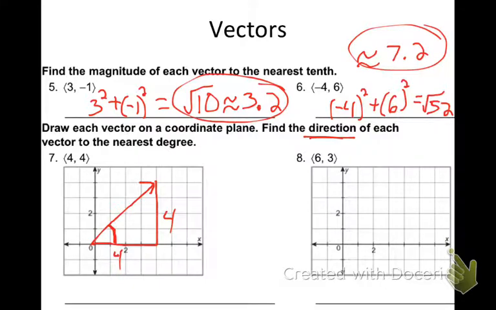Well, to find the degrees, what trig function am I going to have to use? Tangent. So I take tangent inverse, because inverse means I have to find the degrees. What's the opposite side? 4. The adjacent side, 4. So I do tangent inverse of 4 over 4. And my direction, or degrees, is going to be what, Max? 45 degrees. Nice job.